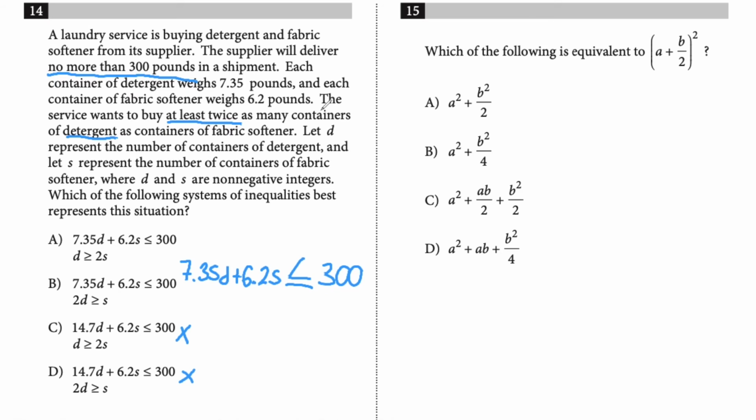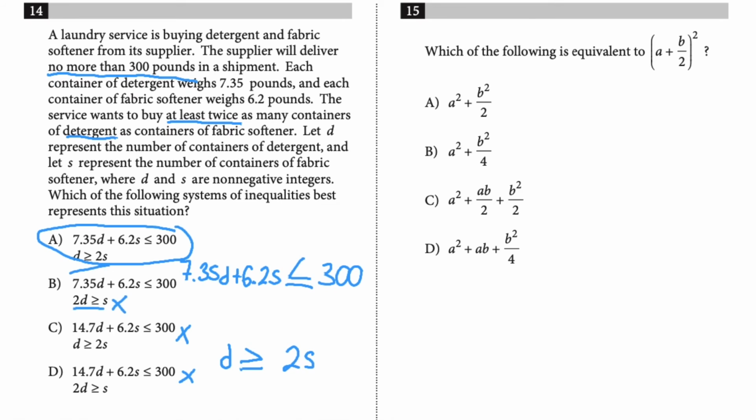The second part that I have underlined is the service wants to buy at least twice as many containers of detergent as containers of fabric softener. So they want at least twice as many detergents as fabric softeners. So 2 times the number of fabric softeners needs to have some correlation to the number of detergents. And they said they want at least twice as many. So the number of detergents needs to be greater than or equal to twice as many as the fabric softener. And this is noted in answer choice A.